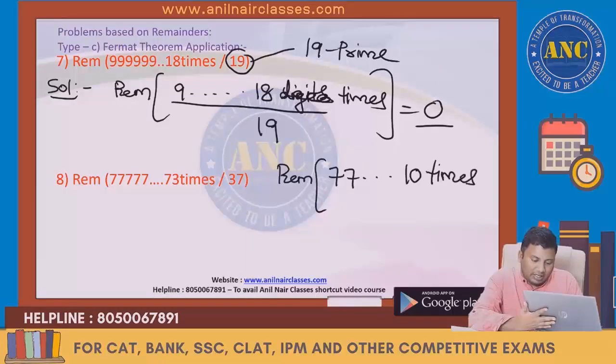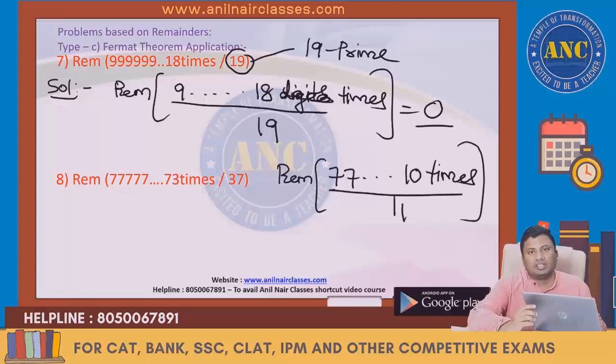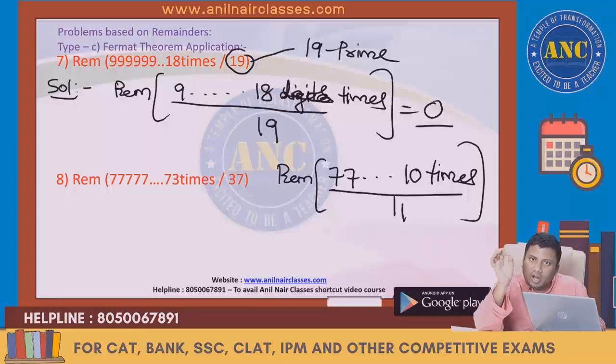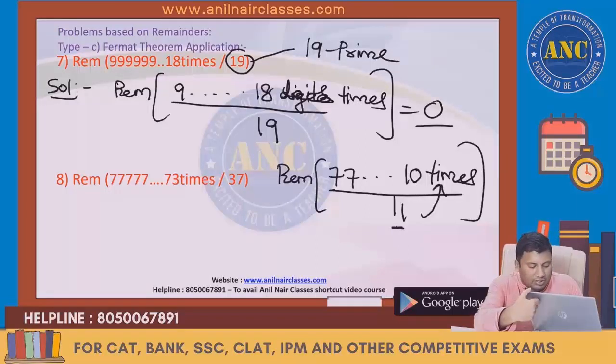777 written 10 times is divisible by 11. Any single non-zero digit written p minus 1 times is always divisible by p if p is prime. If it is 11, then 11 minus 1, so it is 10 times. So the remainder is always 0.